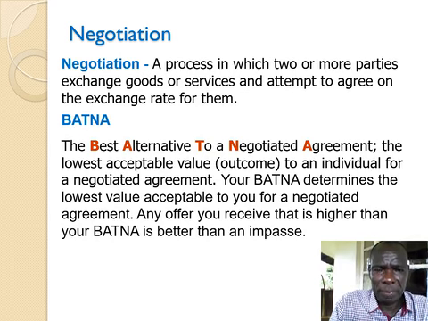There is this thing called BATNA, an acronym for the best alternative to a negotiated agreement, which is the lowest acceptable value or outcome to an individual for a negotiated agreement. When you go for a negotiation, you must have the lowest that you can take. I mean, it's a bargain. Just like when you are selling land or selling a house, you must have a minimum price.